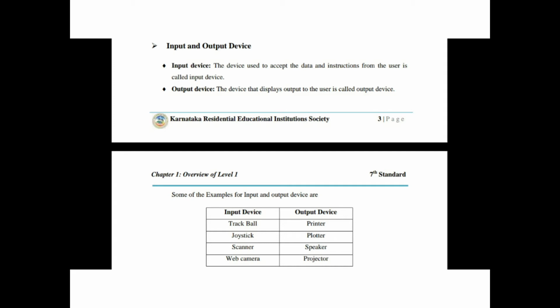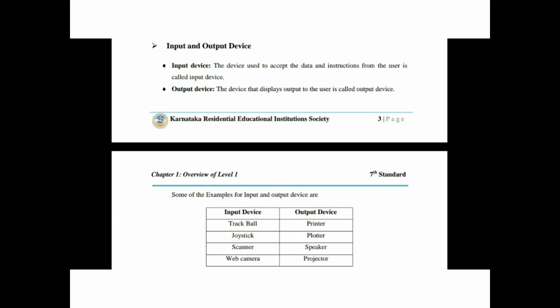Now, input devices means the devices which are used to give input to the computer. In particular, you can say the devices which are used to accept the data and instructions from the user. Those data and instructions are the input to the computer, so we can say the devices which are used to give input to the computer are called input devices. Examples for input devices are mouse and keyboard, etc. See, mouse and keyboard are used to give input to the computer.